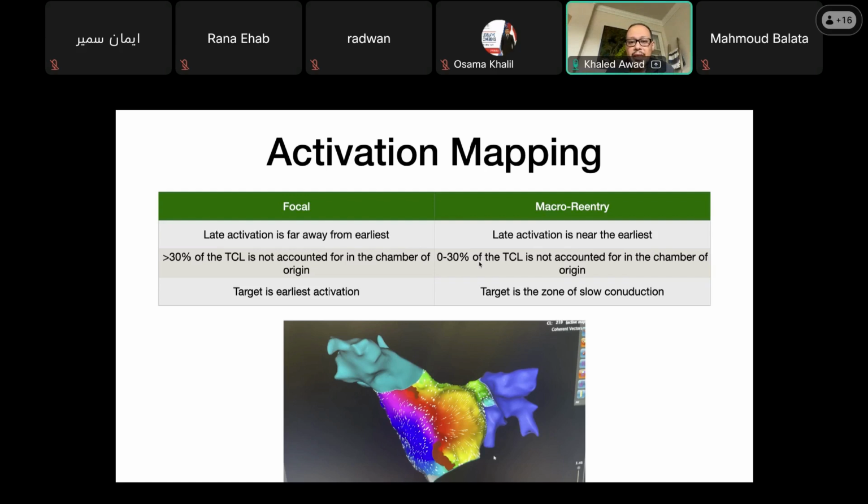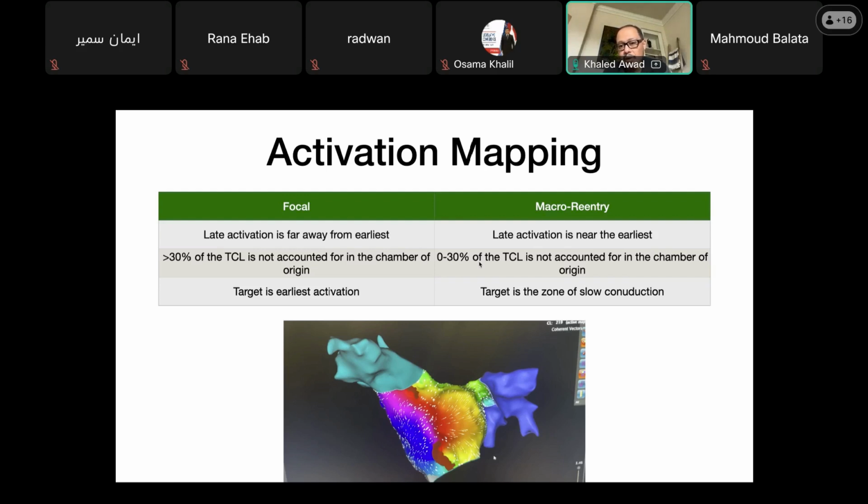But I want you to think about it from a mechanistic perspective. We don't necessarily want to be looking for the map to give us a color. The color is not what matters. What matters is understanding where the circuit is, and in macro reentry, a circuit is dependent on slow conduction. That's what you're looking for. So question number one: is it focal or macro reentry? I'm saying it's macro reentry. Why? Because A, I see late and early next to each other, and B, I see most of the tachycardia cycle length, almost all of it, if not all of it, in the chamber I'm in. So I'm probably dealing with a macro reentry.